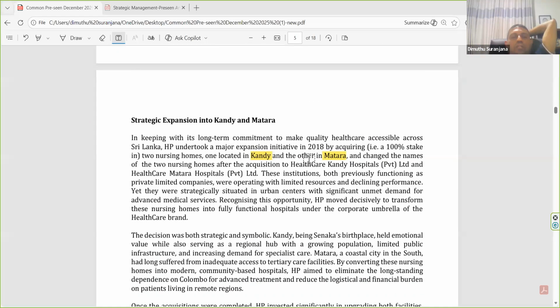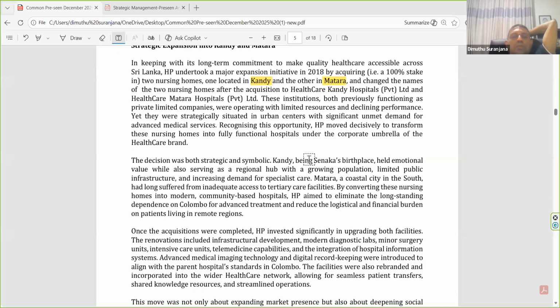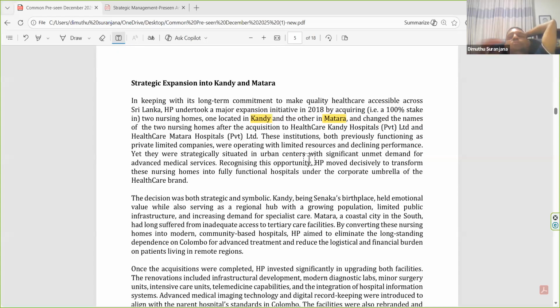And we can move to the next: strategic expansion into Kandy and Matara. They have two branches now. Now they talk about how it happened. Strategic expansion into Kandy and Matara, keeping with its long-term commitment to make quality healthcare accessible across Sri Lanka.